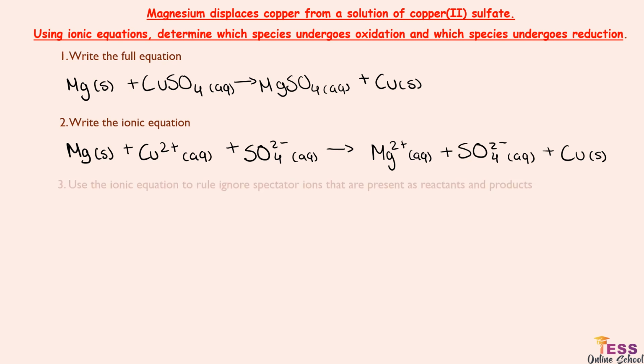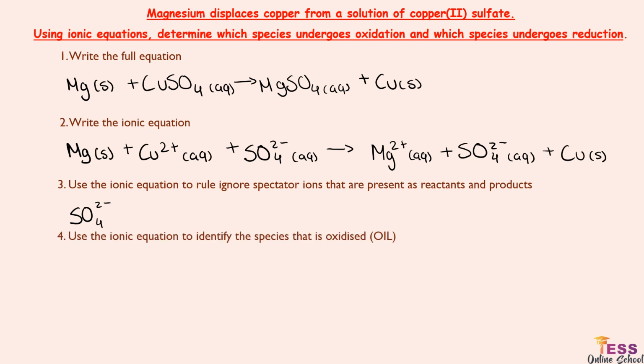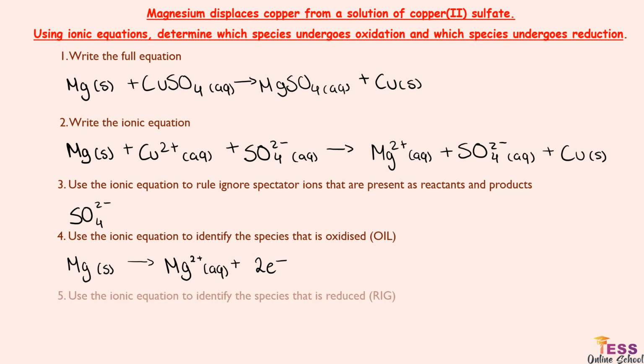Then we can use the ionic equation to find any spectator ions and ignore them. So for example, we can see that on both sides of the reaction, on the reactant side and the product side, we have sulfate ions present. Then we can use the ionic equation to identify the species that is oxidized, i.e., remember that oxidation is the loss of electrons. We can see that magnesium over here becomes magnesium ions as it loses 2 electrons. And additionally, we can use the same ionic equation to find the species that is becoming reduced, so any elements that are gaining electrons. So over here we can see copper ions gaining 2 electrons to become a copper atom.